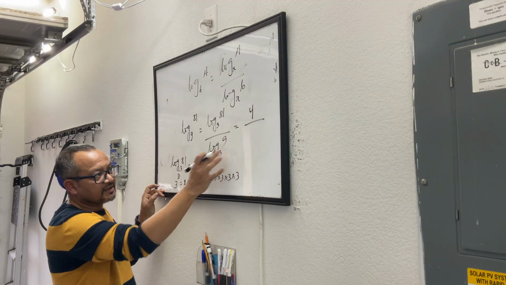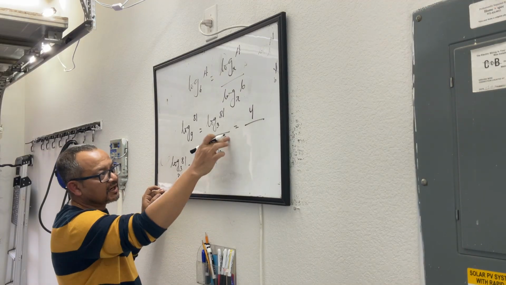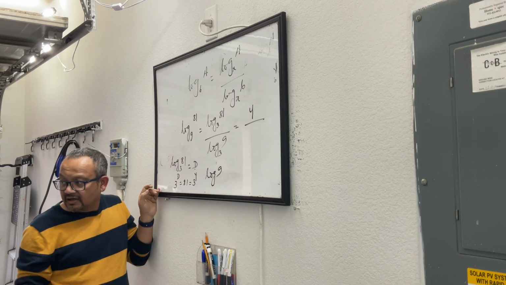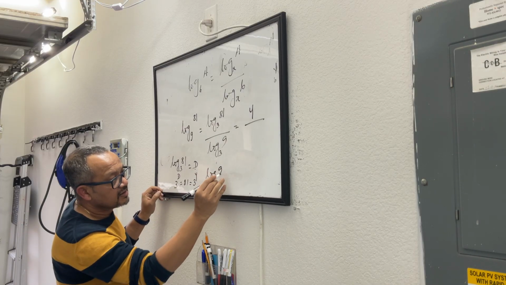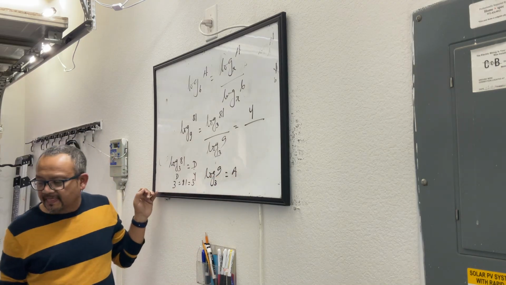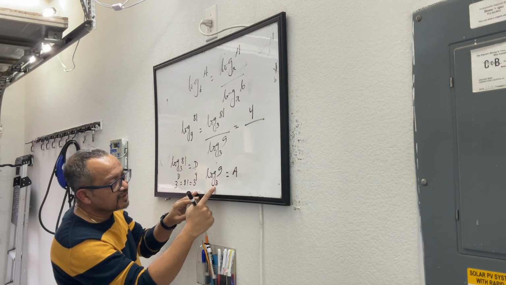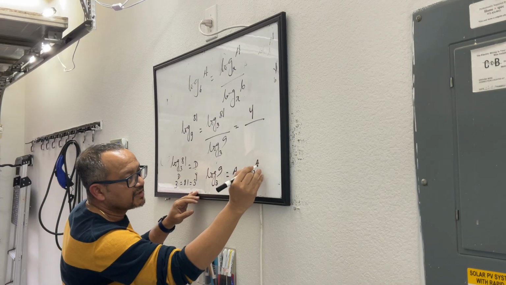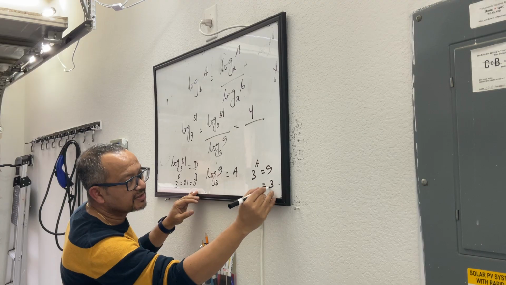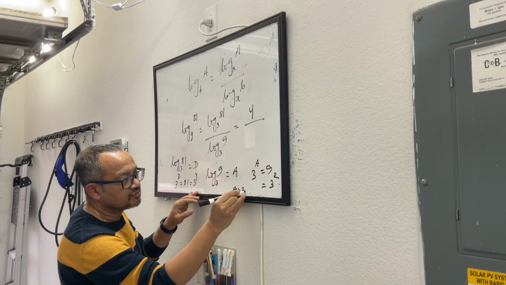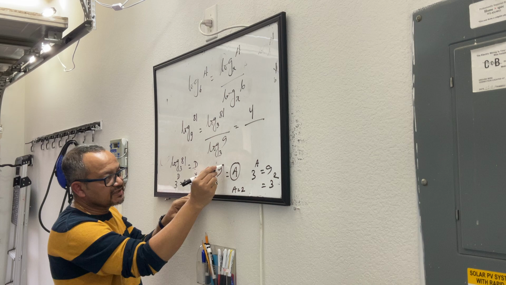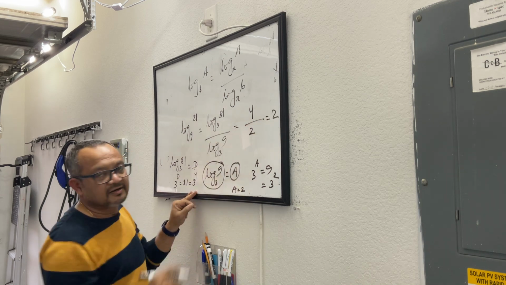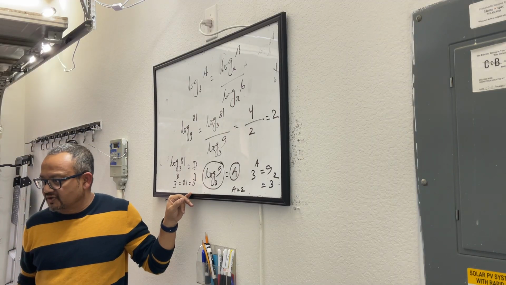Now let's look at this guy, log of 9 base 3. Let's say this is equal to a. So based on our understanding of log, 3 to the power a is equal to 9. Now we know 9 is nothing but 3 squared. That means a is equal to 2. So this a, which we assumed as the value of log 9 base 3, is 2. Seems to be convincing. Yeah?